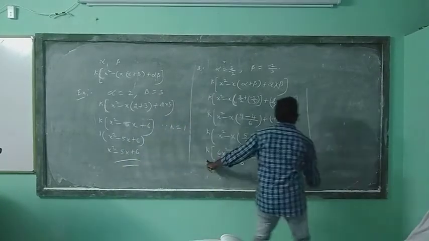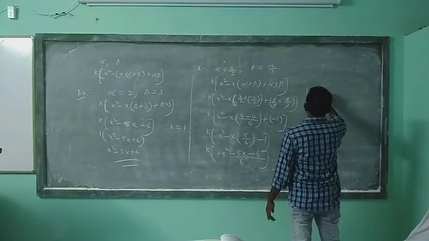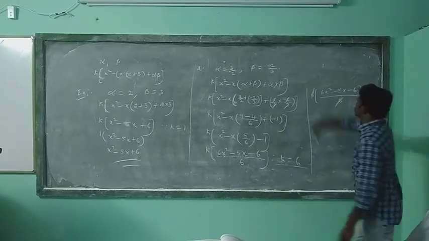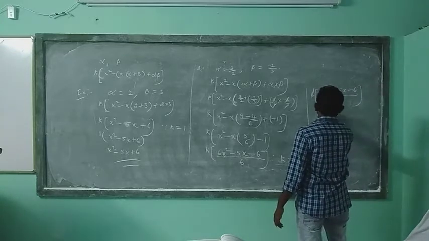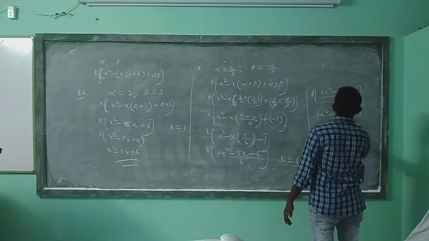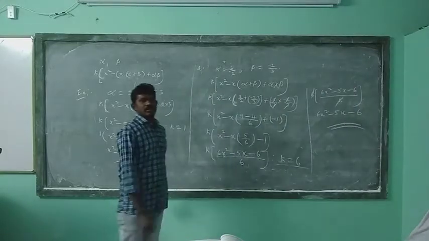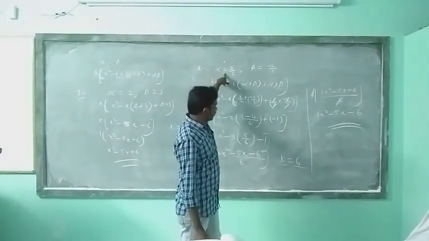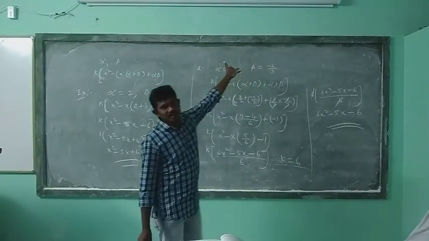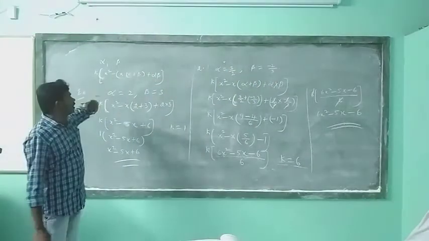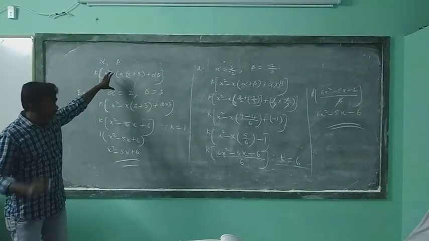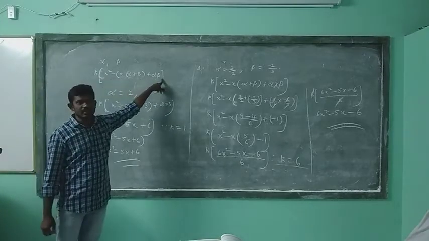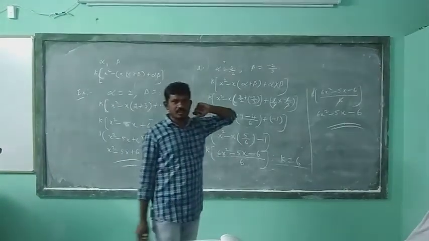So 6 into 6x square minus 5x minus 6 by 6. Now the 6s cancel, remaining 6x square minus 5x minus 6. Now it is a quadratic polynomial. When alpha and beta values are given, then to find the quadratic polynomial, k into x square minus x into alpha plus beta, plus alpha beta. That is the formula, most important. Understand?